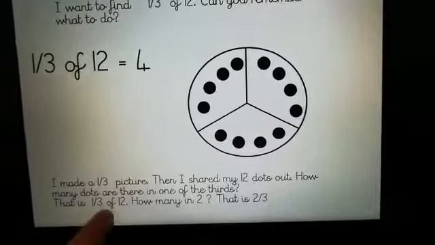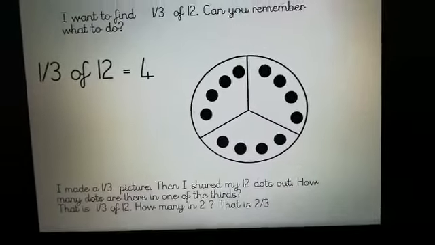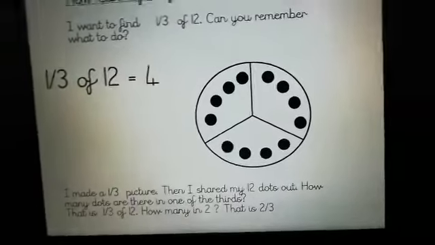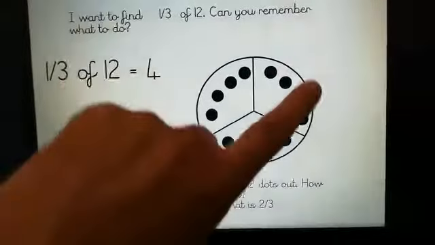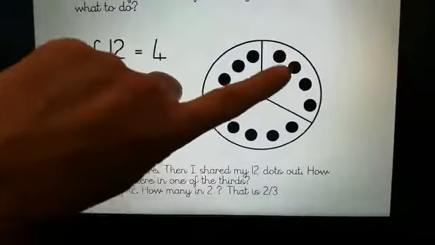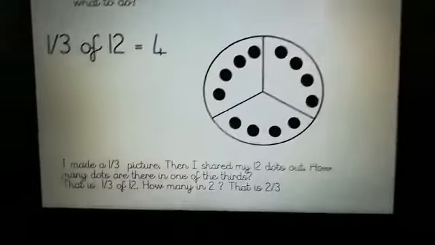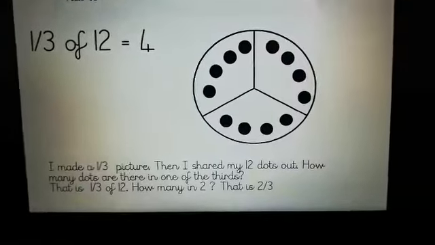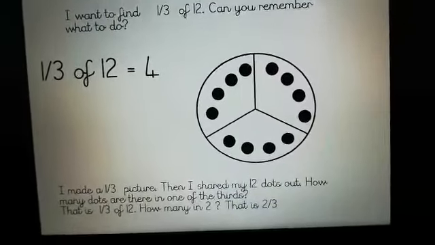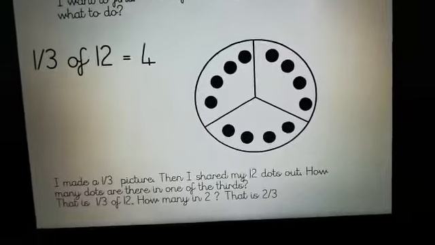So if I wanted to know how many were in 2/3, what would I need to do? Yeah, that's right. I would need to look in 2 thirds. So I would have 4 and 4, which is 8. So 2/3 of 12 would be 8.